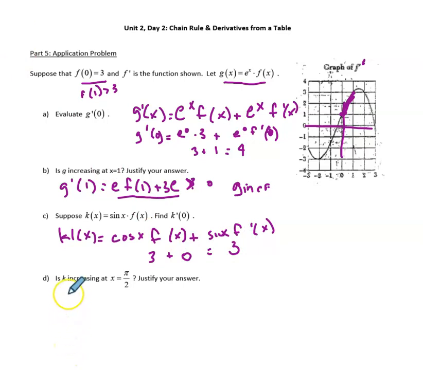And then the last problem with this application is they want to know if k is increasing at pi over 2. So go back to your k prime, which you were given right here, and let's sub in pi over 2. Well, cosine of pi over 2 is 0, so my whole first term goes to 0. And then sine of pi over 2 is 1, and then f prime of pi over 2, coming up here to the graph, pi over 2 is about 1.57. That is clearly positive. So it's 1 times something greater than 0, which means this is going to be greater than 0. So k will be increasing at pi over 2.